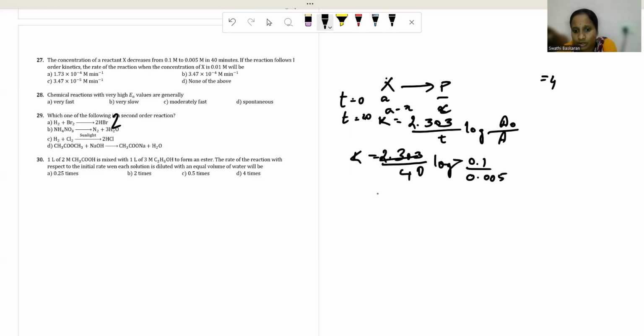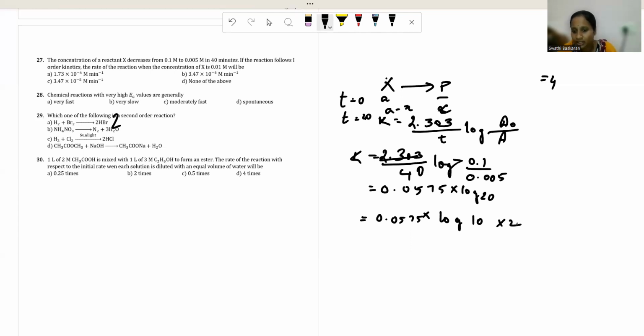So 2.303 divided by 40 value would be 0.0575, into this log. If you divide 0.1 by 0.005, it will become log 20. Now all of us know how to convert log 20 into simpler forms so that we can easily write and predict the value. So this can be written as log 10 into 2.